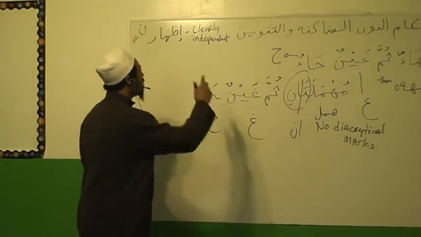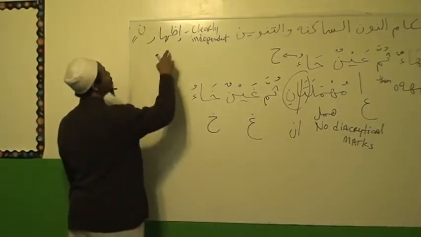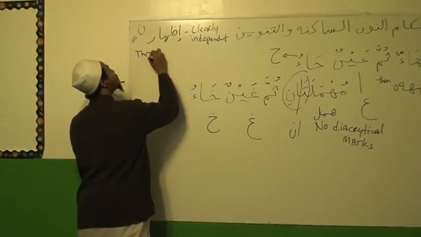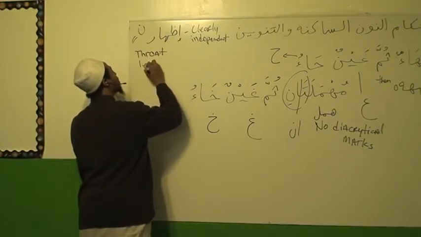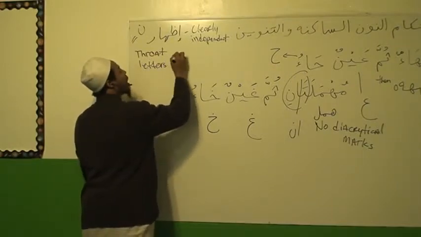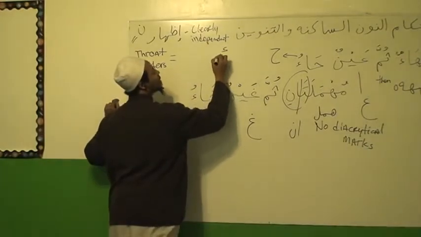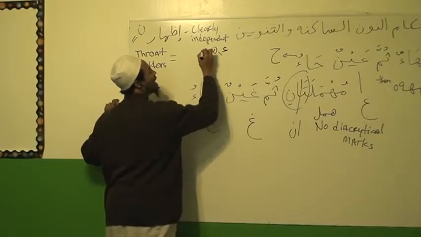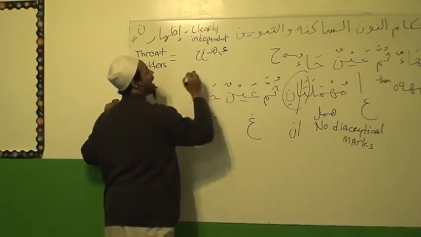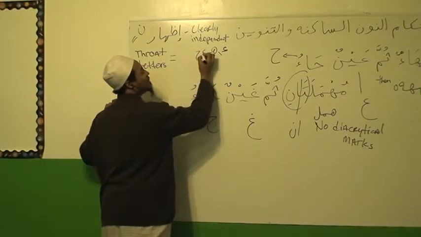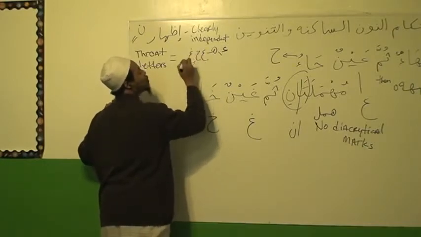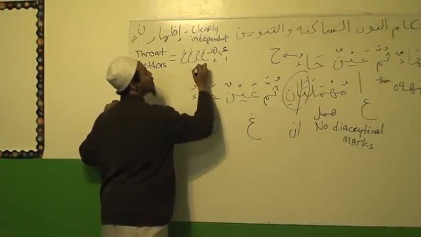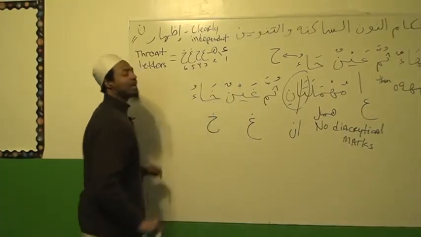These are the six letters. Let me put them on the side. So we have idhar, and then we have the letters of the throat. We'll say throat letters. And they are what? Hamza, right? We could go like that. Hamza, then ha'un, thumma ayinun, thumma ha'un. Muhmalatani, meaning we don't put anything on them. Thumma ghainun kha'u. That's 1, 2, 3, 4, 5, and 6.